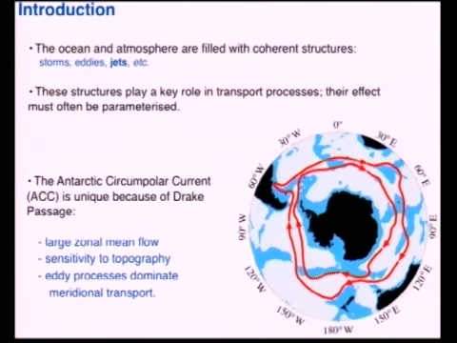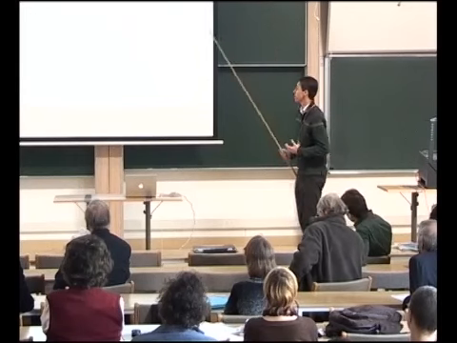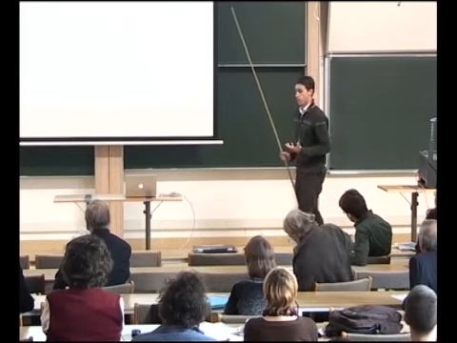Okay, so what I'll be talking about today is jet formation and transport in baroclinic turbulence with simple topography. So let's just start with a bit of an introduction. I think everyone in the room here will be familiar that the ocean and atmosphere are filled with coherent structures, whether they be atmospheric storms, ocean eddies, or what we'll focus on today, jets, and that these structures play a key role in transport processes.